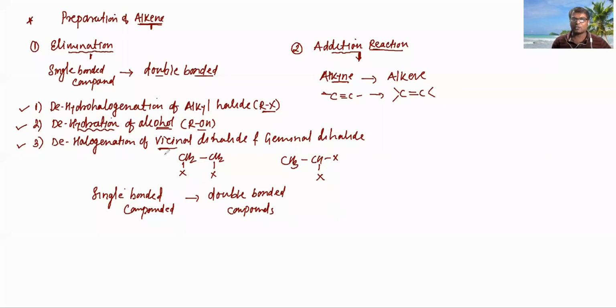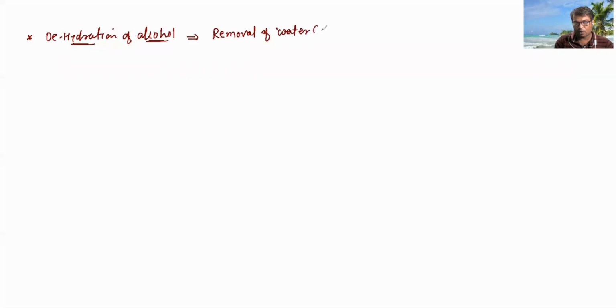Now the first reaction we discuss here is the dehydration of alcohol. Dehydration of alcohol is the first method by which we prepare the alkene. What is the meaning of dehydration? Dehydration means removal of a water molecule. Removal of a water molecule is called dehydration.